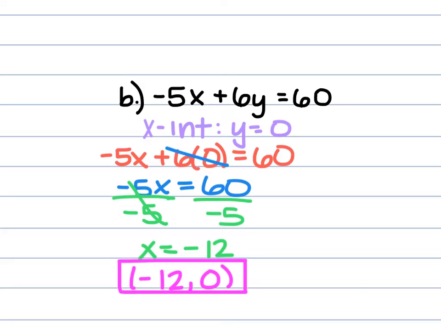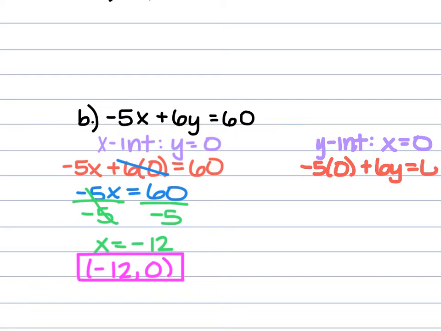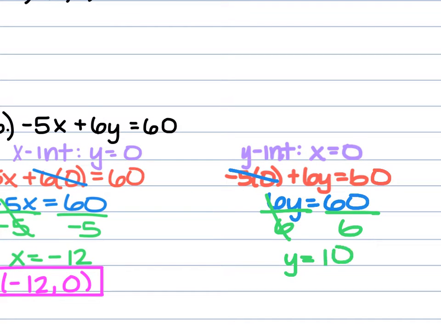For our Y-intercept, we're going to plug in 0 for x. So for the Y-intercept, x is equal to 0. This is going to leave us with negative 5 times 0 plus 6y is equal to 60. That negative 5 times 0 cancels out, so 6y is equal to 60. Divide each side by 6. We have y is equal to 10. So this is the ordered pair, 0, 10.